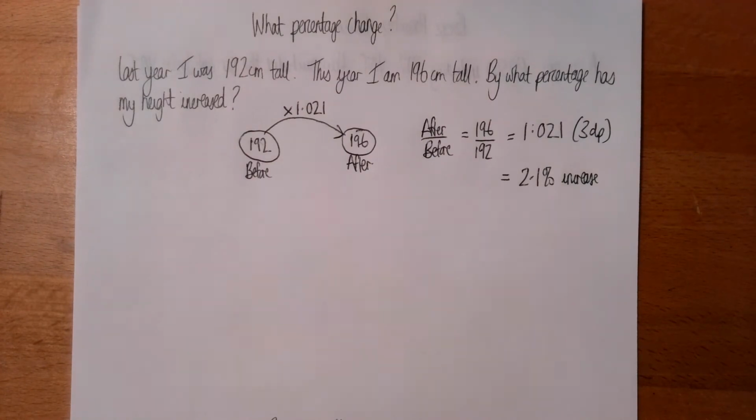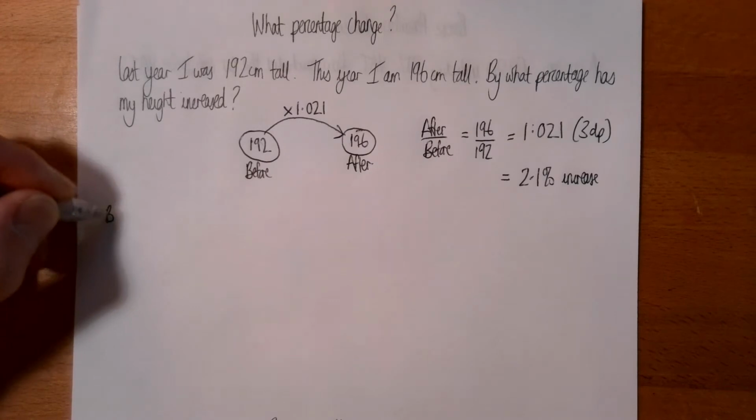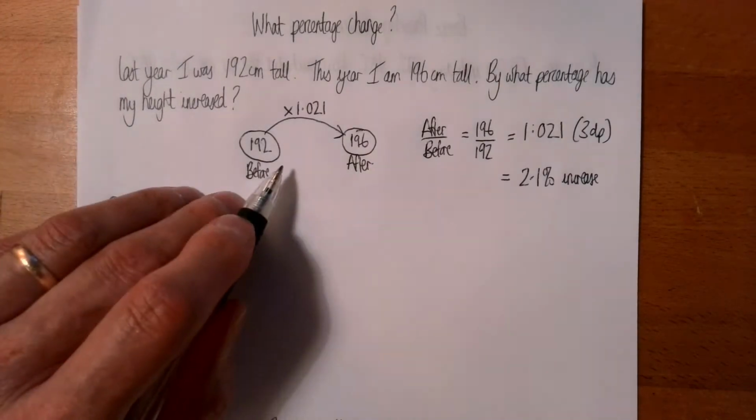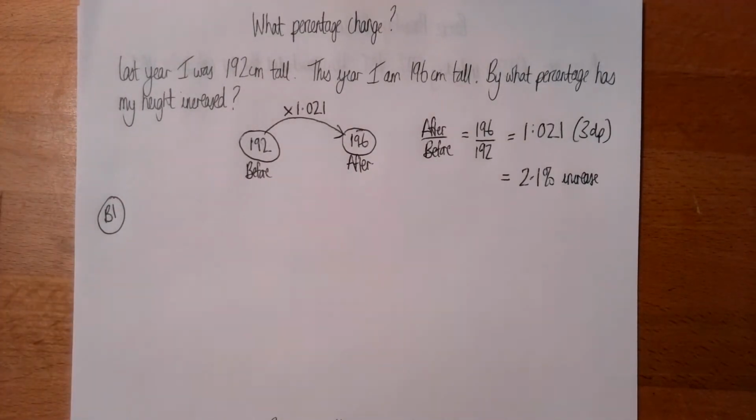So have a go at B1 on the sheet. I really like my bubble diagrams, so why don't you try and do one of those for that one.